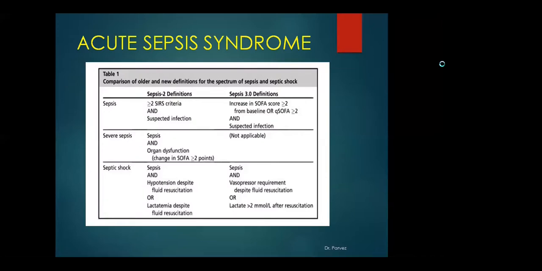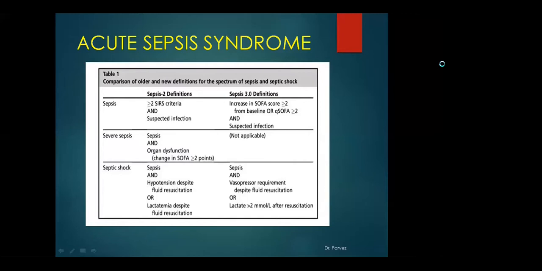So coming to the acute sepsis syndrome, it's a syndrome from mild infection to the most severe form, which is the septic shock. So initially, as you know, for example, it's a urinary tract infection. It starts from the infection and it goes to sepsis, severe sepsis, and septic shock. So it's a spectrum of disease from mild infection to the most severe form, life-threatening infection.